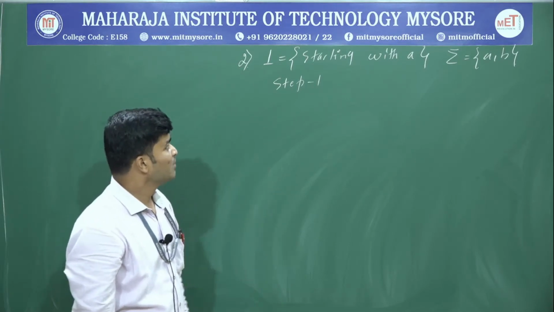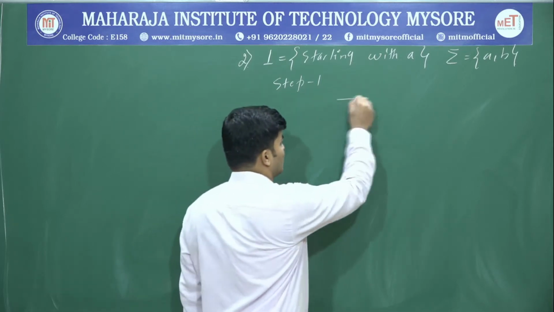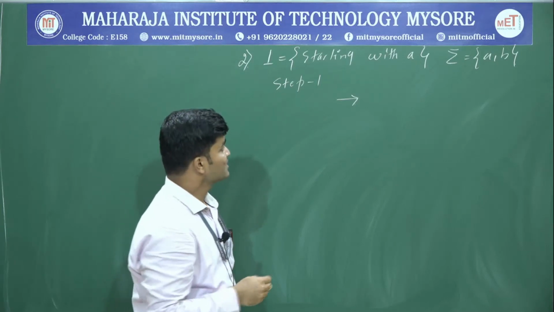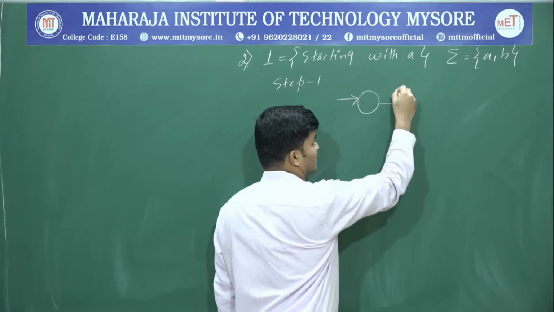Since the NFA is not given, we have to construct the NFA on our own. Sigma is A comma B and the strings start with A. So I'll draw the diagram out directly. If you have any doubt, you can watch the previous video on how to construct an NFA. Strings starting with A, so you will get the NFA in this way.